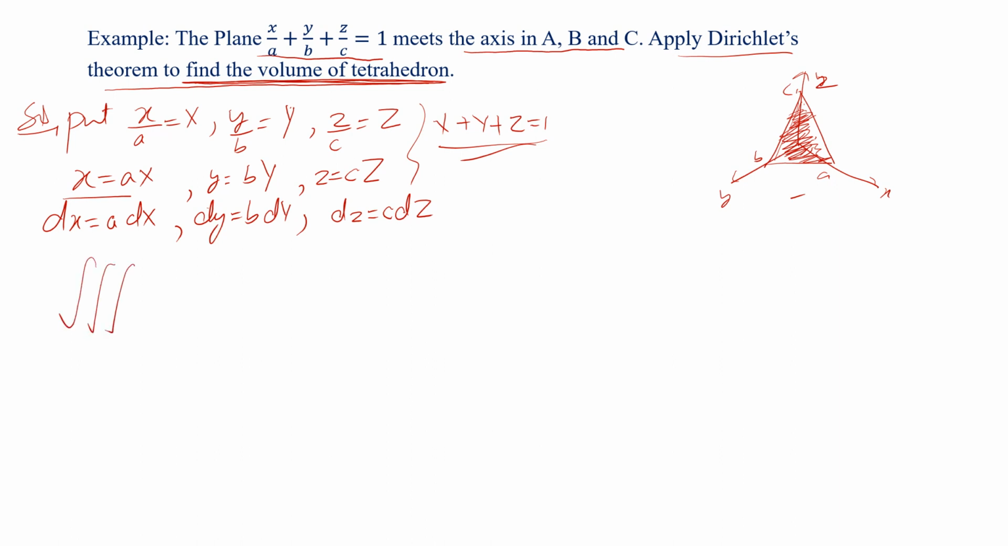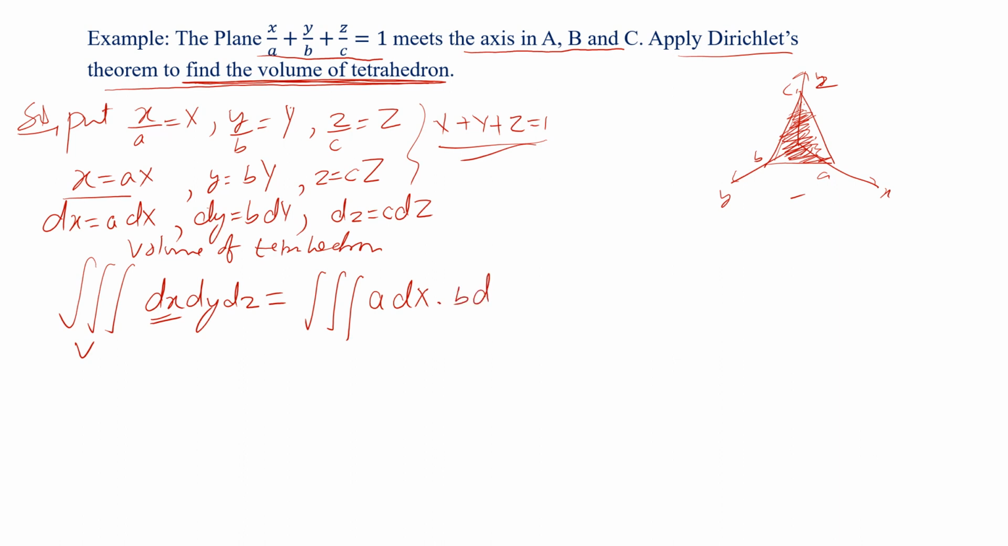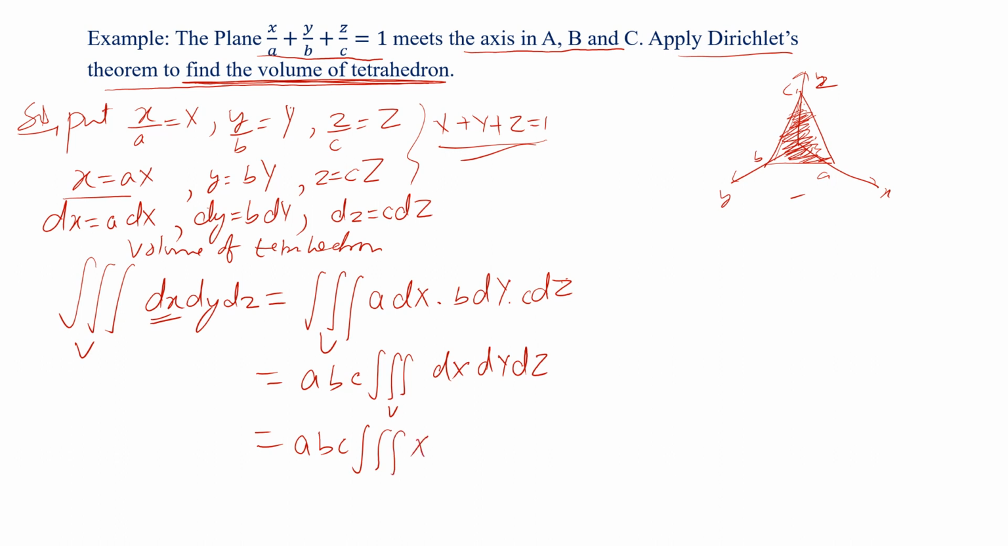So what's the volume? If we want to find the volume of the tetrahedron, it is the triple integration of dx dy dz. Now in place of dx, we write a dX, b dY and c dZ, or we can say abc triple integration dX dY dZ. Here we can say abc, and we write X raised to power 1 minus 1, Y raised to power 1 minus 1, Z raised to power 1 minus 1, dX dY dZ.